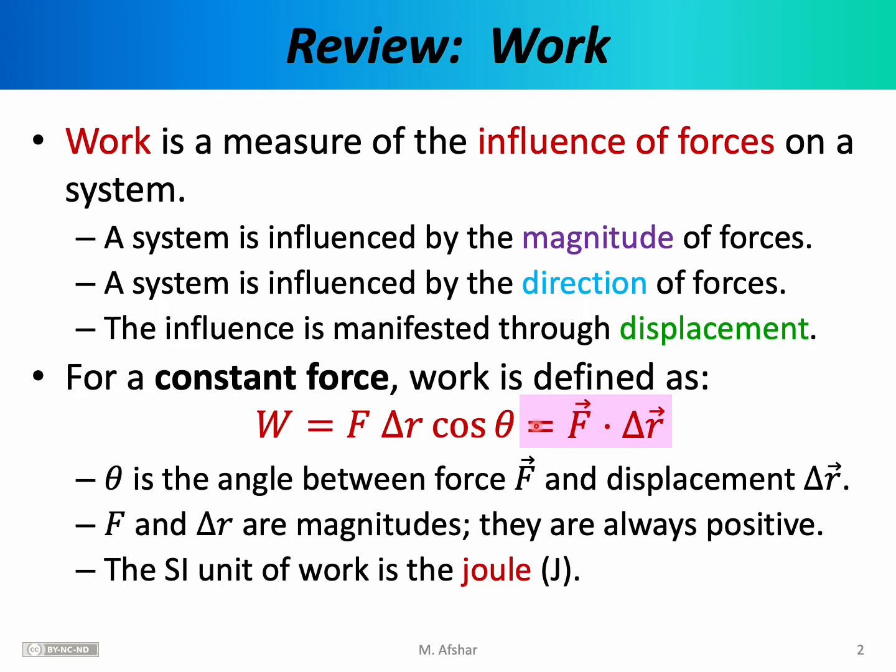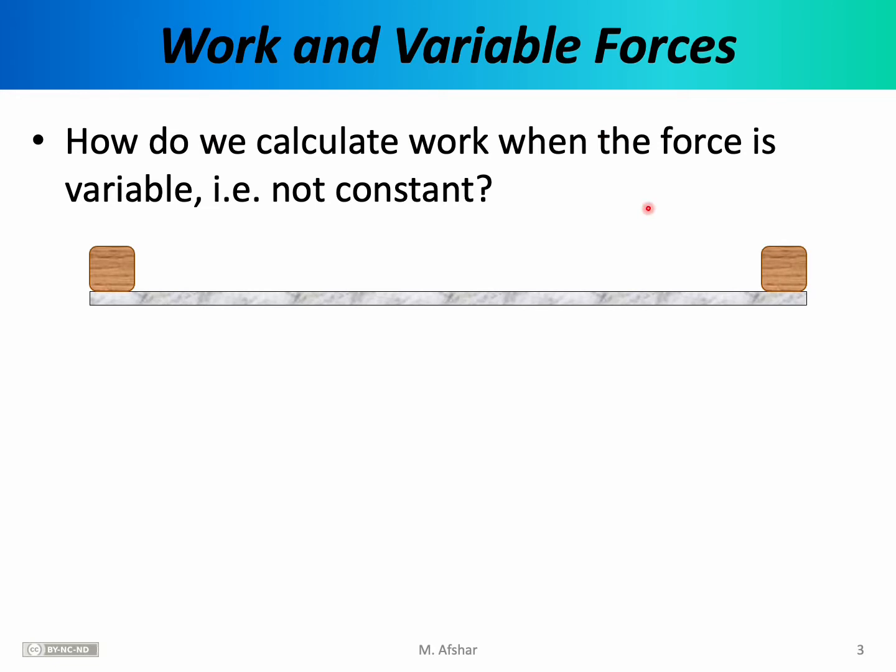One is the force vector that's acting on an object, and the other is the displacement vector, which measures the motion, the amount of movement, or the change in the position of an object. This new definition of work will help us generalize to variable forces. So we've learned that for a constant force, work is simply the dot product of the force vector and the displacement vector. But how do we calculate work when the force is not constant, when the force is variable, when the force is changing?